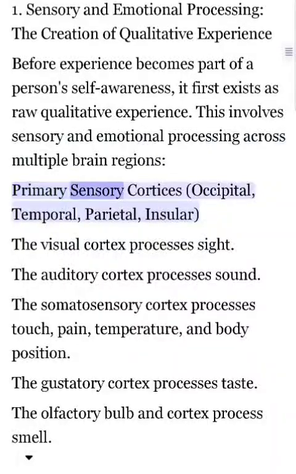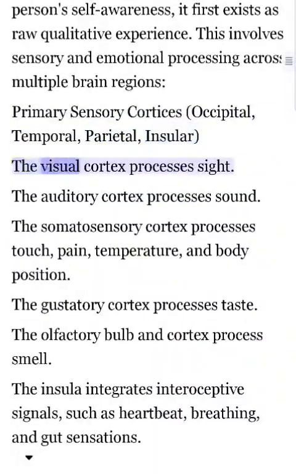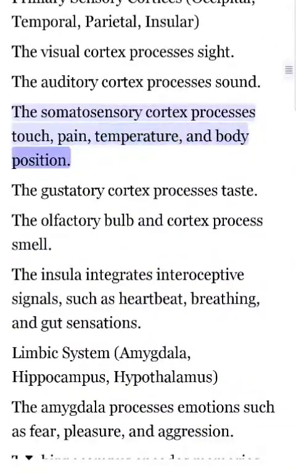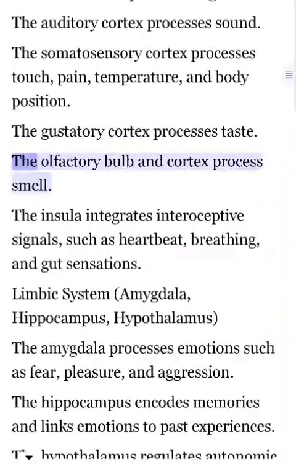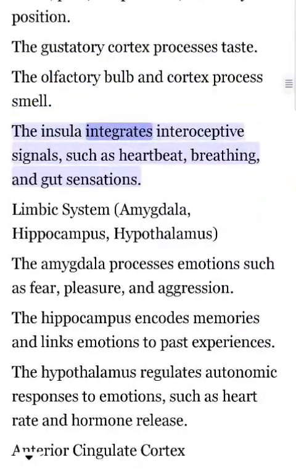Primary sensory cortices: occipital, temporal, parietal, insular. The visual cortex processes sight. The auditory cortex processes sound. The somatosensory cortex processes touch, pain, temperature, and body position. The gustatory cortex processes taste. The olfactory bulb and cortex process smell. The insula integrates interoceptive signals, such as heartbeat, breathing, and gut sensations.